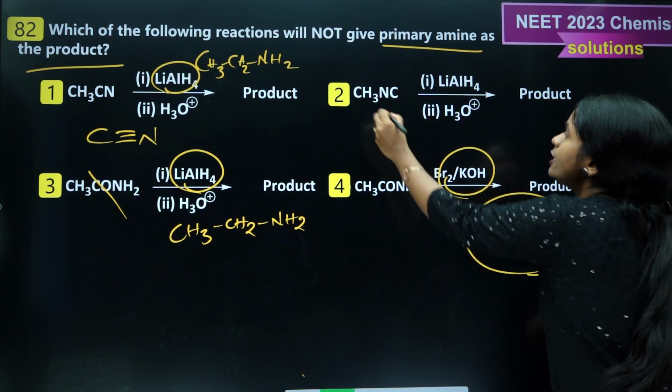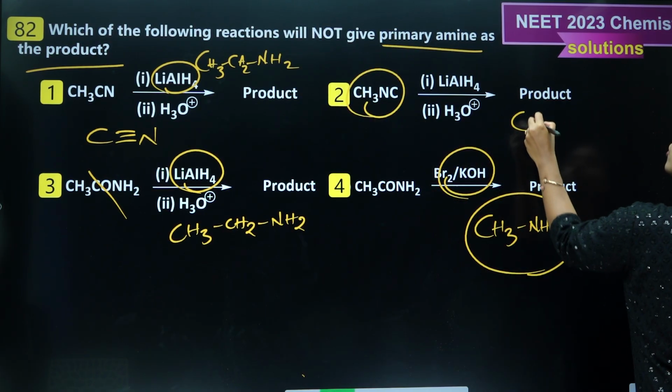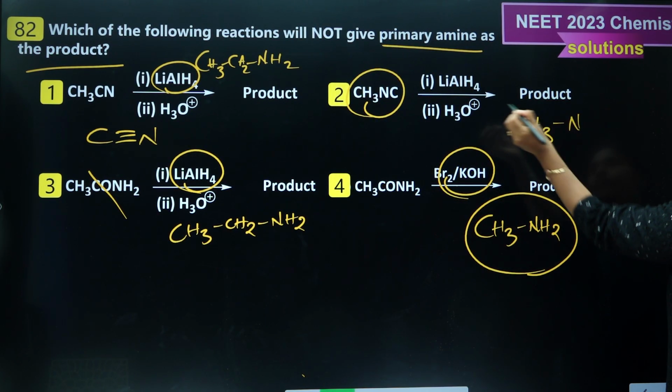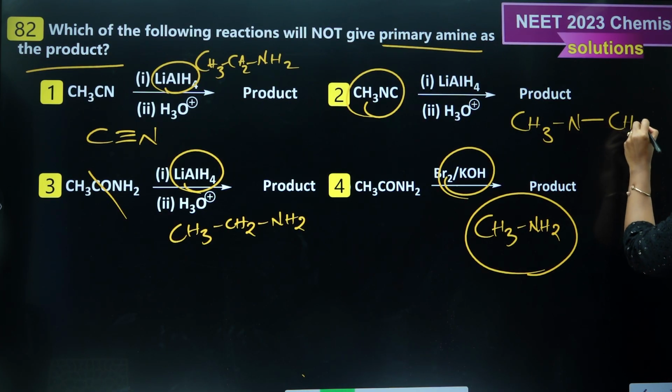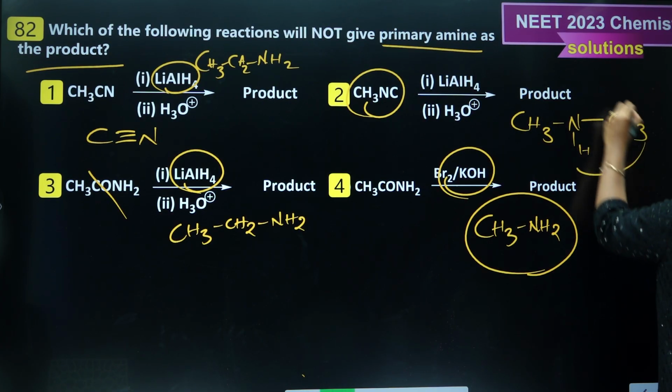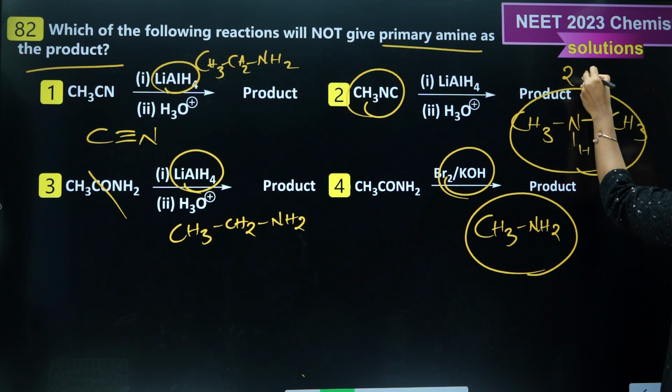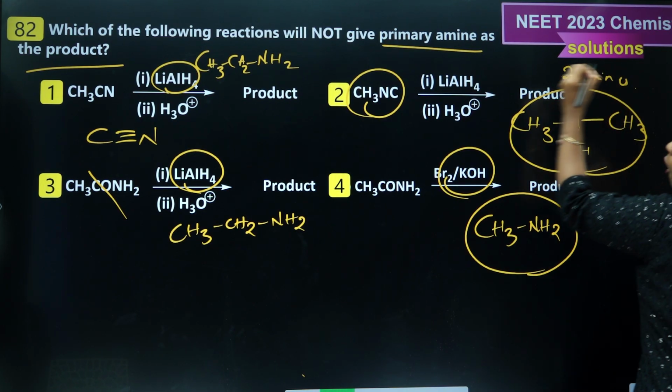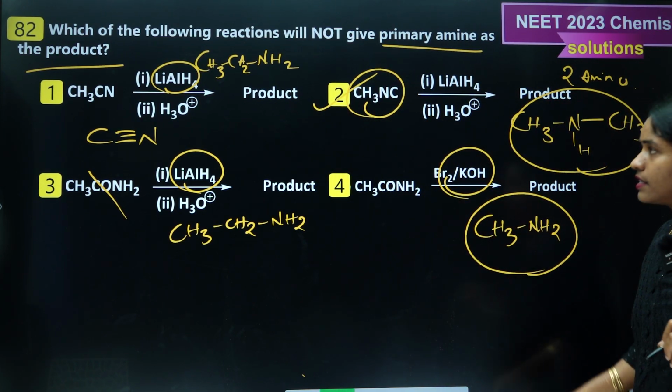See this one, isocyanides. If you treat isocyanides with lithium aluminum hydride, then we will be getting secondary amines as our product. So option 2 is the correct answer.